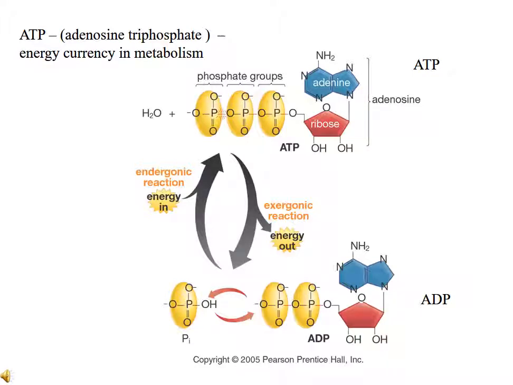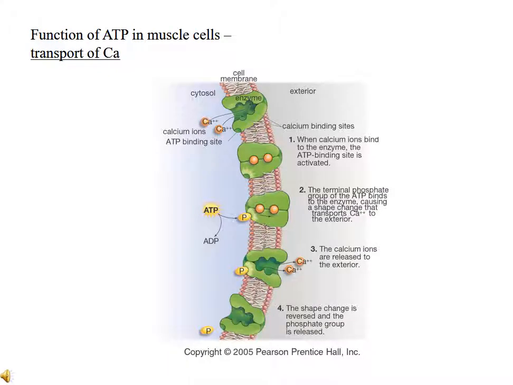Now let's look at how ATP works in muscle cells. In this case, we're going to be transporting calcium across the membrane. Remember, the membrane is made up of a bilipid layer with proteins embedded. In this case, we have enzymes embedded, as you can see. And if you look from the top going down, to start with, we have an enzyme that will capture calcium. Calcium will bind to the enzyme.